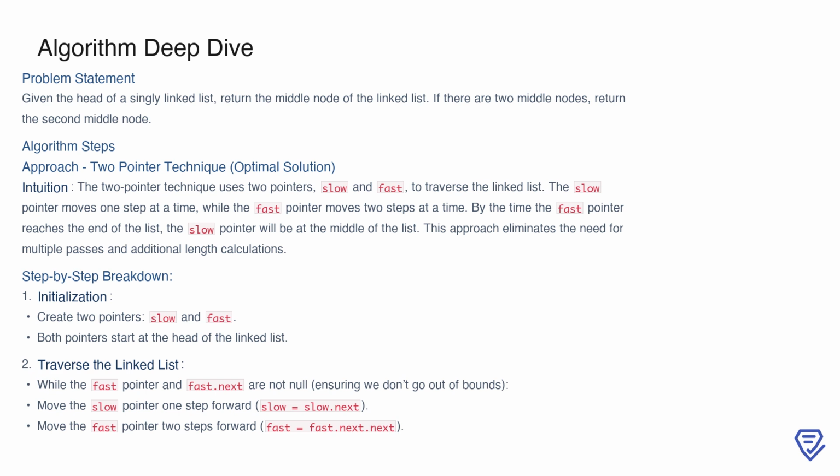Here's how the algorithm works step by step. First, we initialize both pointers, slow and fast, at the head of the linked list. Then, we start traversing the list. As long as the fast pointer and its next node are not null, we move the slow pointer one step forward and the fast pointer two steps forward. This ensures that the fast pointer progresses twice as fast as the slow pointer.